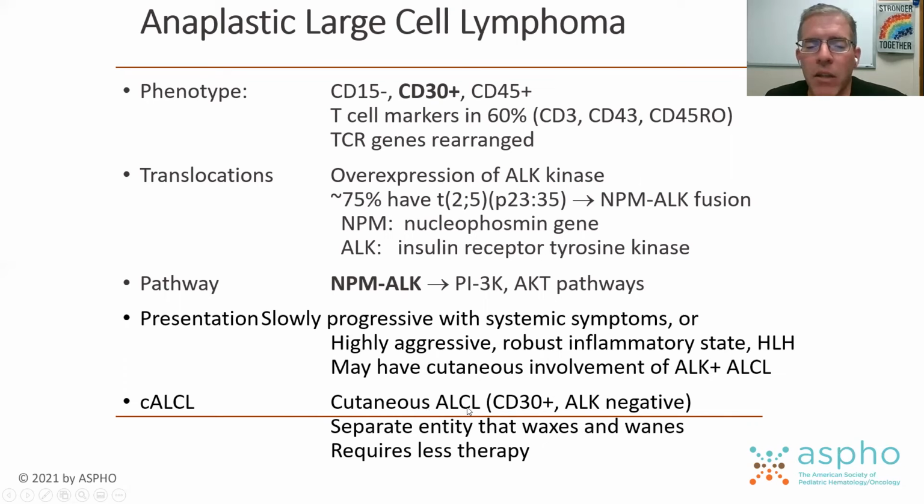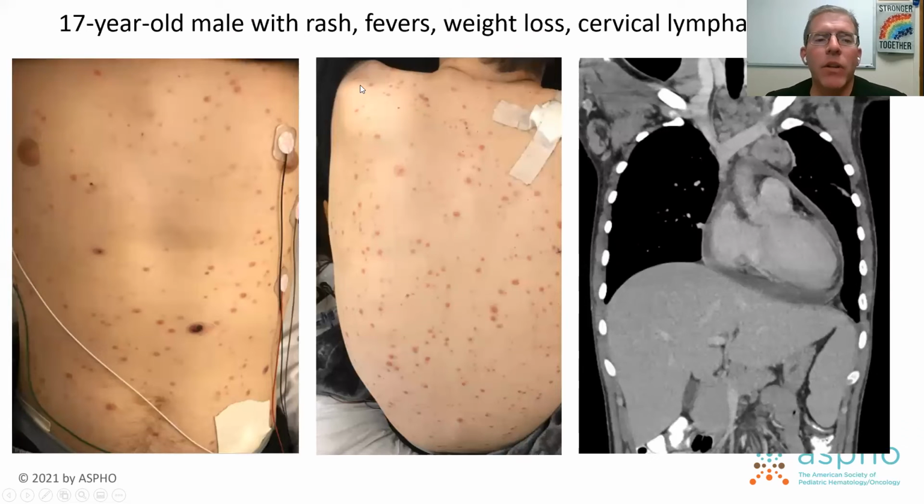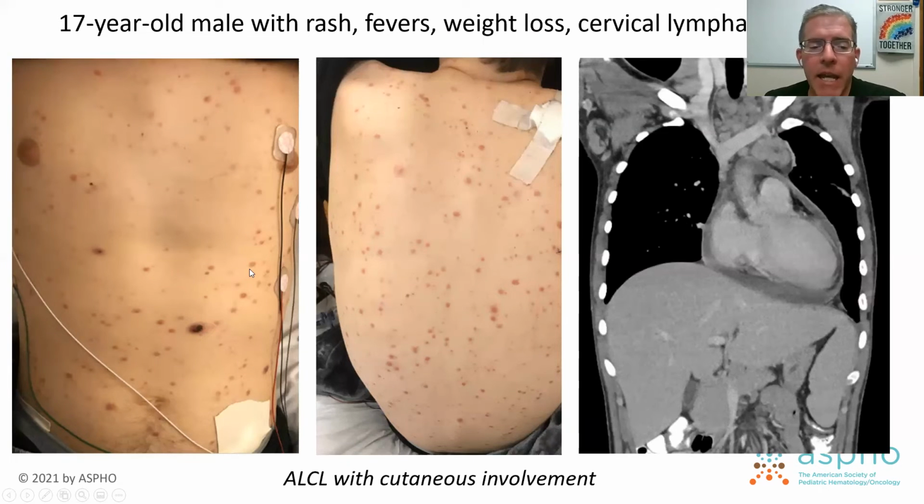But in terms of cutaneous anaplastic large cell lymphoma, they're CD30 positive, but ALK negative. And that's a completely different entity that can wax and wane and can resolve spontaneously and requires significantly less therapy. Here's an example of a 17-year-old with rash, fevers, weight loss, cervical lymphadenopathy, and you can see this mediastinal involvement as well. He had ALCL with cutaneous involvement, not cutaneous ALCL, but systemic ALCL with cutaneous involvement.